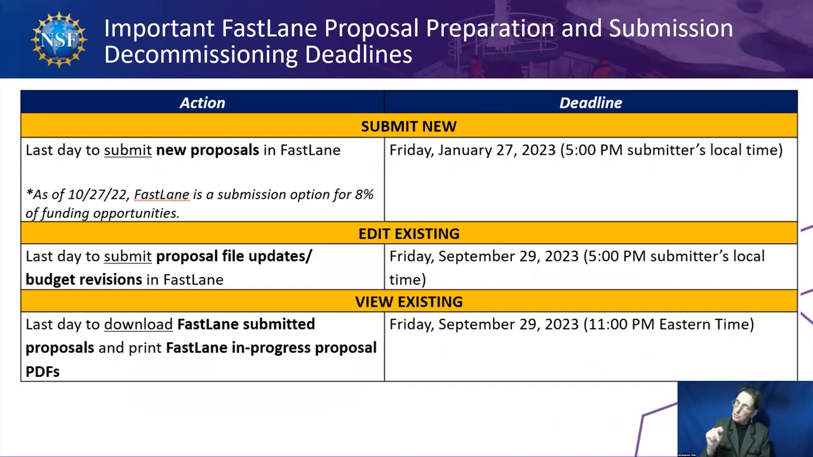So here are some important dates for us, just to make you aware of so that you're not surprised when you come across these. The last date to submit any new proposal in Fastlane will be Friday, January 27th, 2023 at 5 p.m. submitter's local time. The last date to submit proposal file updates or budget revisions in Fastlane is Friday, September 29th, 2023. You see, we are preparing you so that if you did submit something earlier in Fastlane, you will have a limited period of time to finish up that proposal and get it submitted officially in NSF systems.